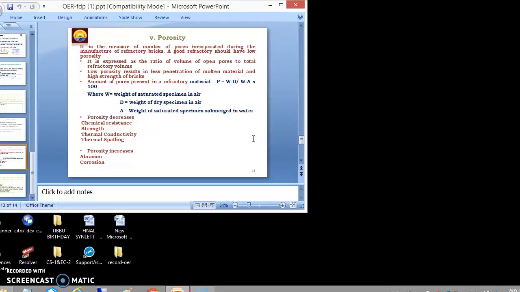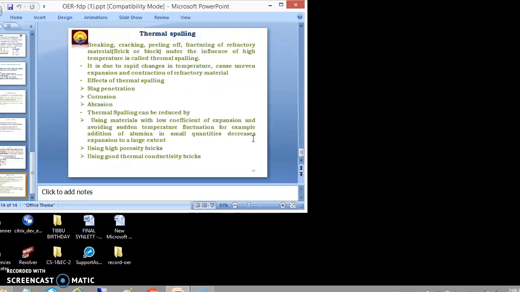If porosity decreases, what are the advantages in refractories? The chemical resistance increases, the strength also increases, the thermal conductivity also increases, and the refractory material is highly resistant to thermal spalling. If porosity increases in bricks, what happens? The abrasion resistance decreases, the corrosion resistance also decreases.